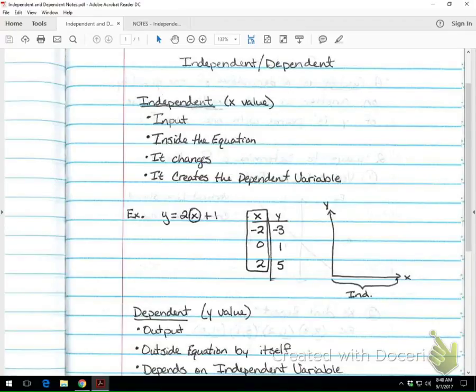So if independent is your x value, dependent would be your y value, because we're talking about x and y's here. If you look at this equation, y equals 2x, there's only two letters, x goes with independent, so that means the y's got to go with the dependent.